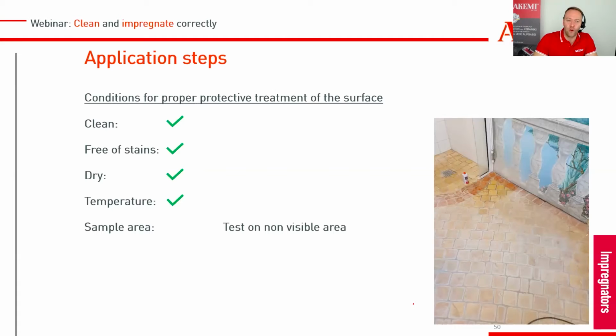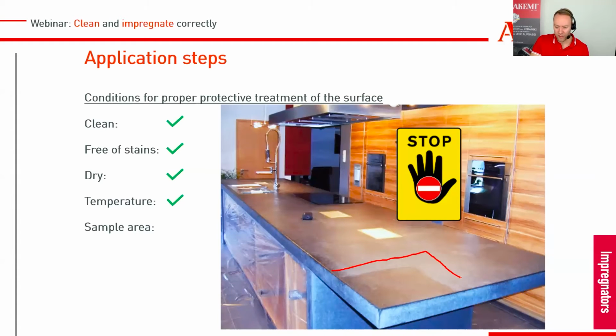Again, use a sample area. If you do not know the product or the stone, or if you want to show the client what a color enhancer, a darkening product, can do, don't do it directly on the visible area. Do it in a non-visible area, for example only a small edge on this big countertop. If the client says no, I don't like it, you have to remove it. Then you have to bring out all the strong alkaline cleaners, the impregnation removers, the real hard chemical stuff to remove that. And we don't want that.